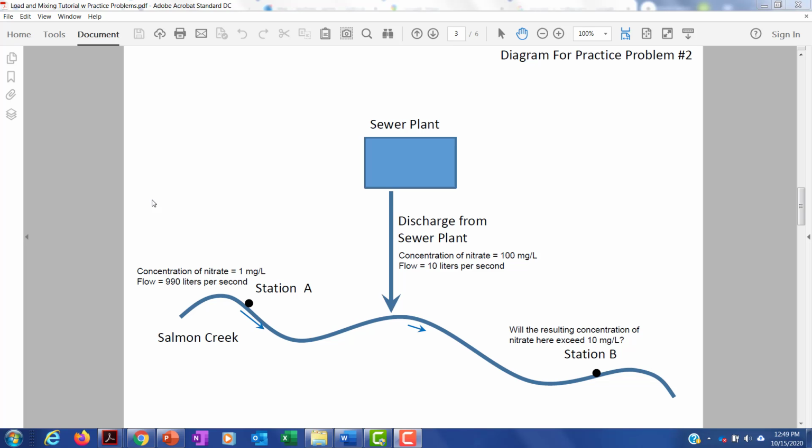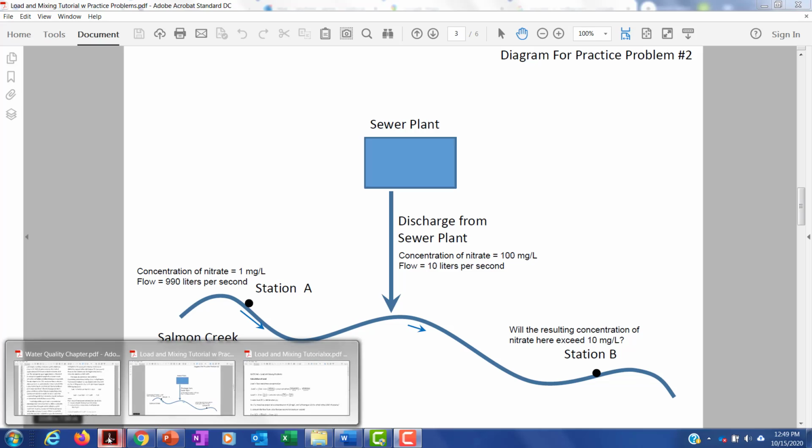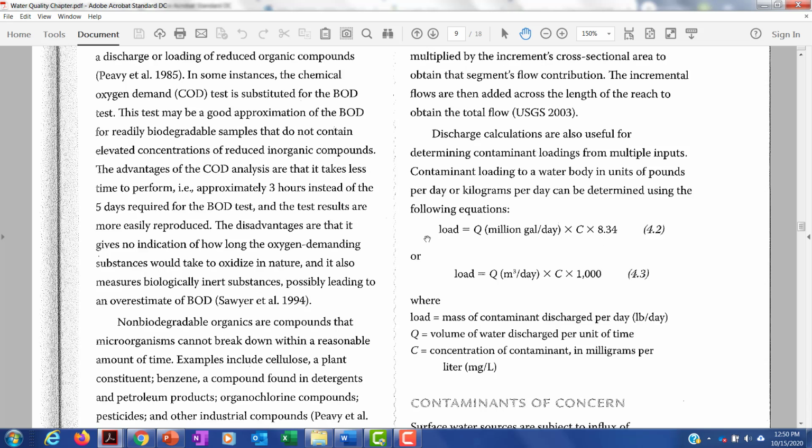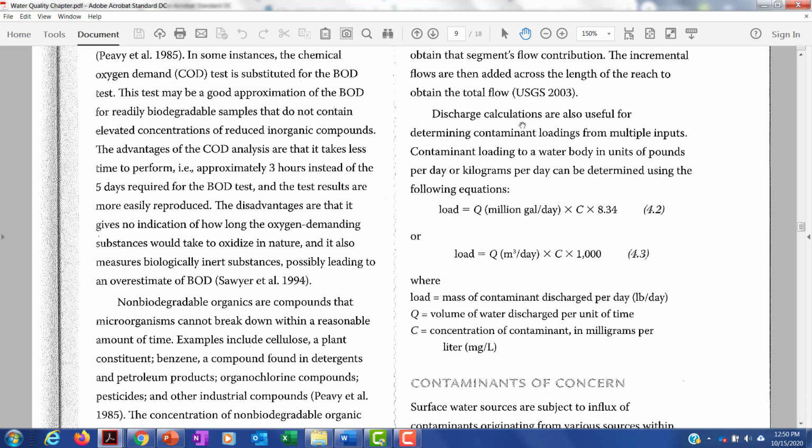This is a little talk that walks through and provides a little explanation for one of the problem sets in Module 7, the mixing and loading module. And I want to introduce this concept. First of all, in the water quality chapter on page 63, this concept is briefly mentioned. It says discharge calculations are useful for determining contaminant loadings for multiple inputs, and they give this little formula here. I want to expand on that and actually work through how this is done.